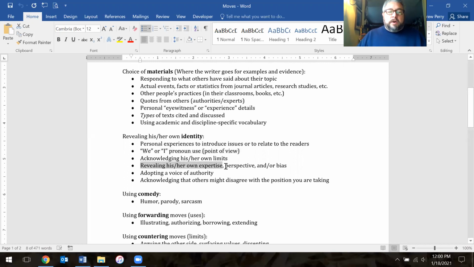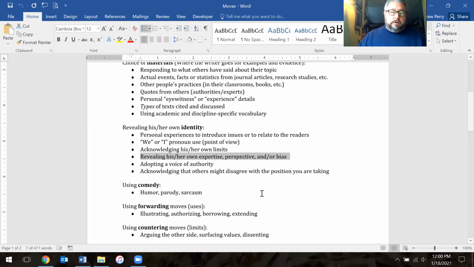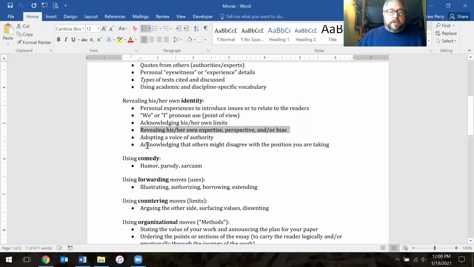Do they reveal their own expertise, their own perspective, their own bias? For example, if they're talking about an issue dealing with sexism, do they reveal their own gender? Or if they're dealing with a political topic, do they reveal their political beliefs or whatever? Do they acknowledge that there are other possible positions that people might take in disagreement with them? That would be revealing their own identity. In other words, they themselves become a part of what they're arguing.